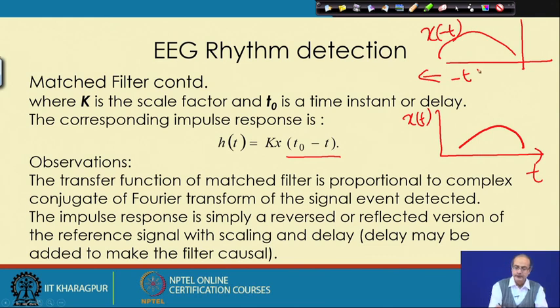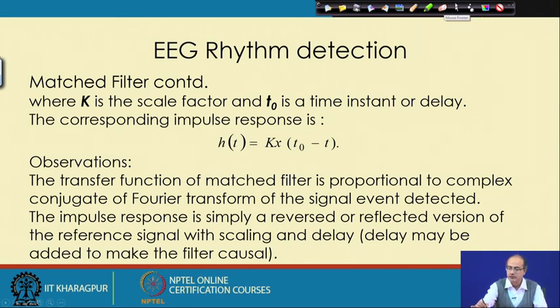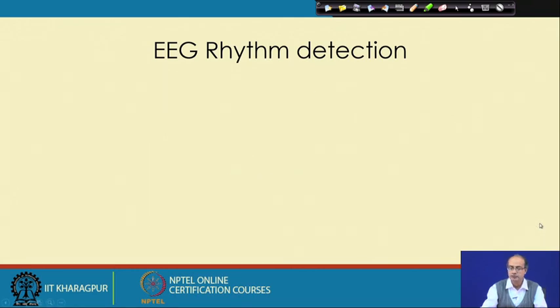And that delay t0 is just to make sure that if we want a causal signal, we need to take this waveform and start from 0 and beyond. For that this delay is introduced. That is the main purpose of it. If that is not a requirement, then t0 may not be required.